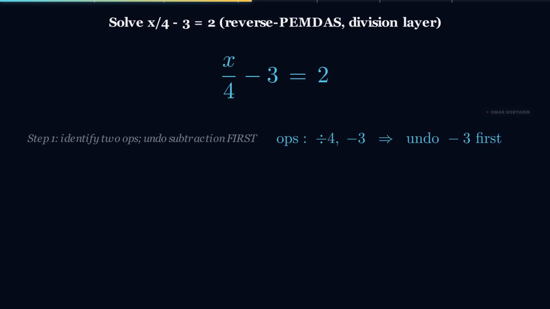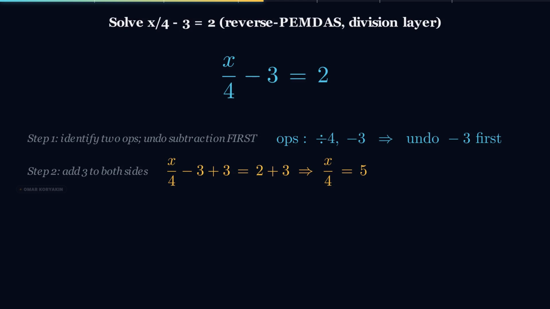Step 1. Identify the two operations applied to x. The expression x over 4 minus 3 contains a division of x by 4 and then a subtraction of 3 on top. The inverses are addition and multiplication respectively, with addition first because subtraction was the outer layer. Step 2. Add 3 to both sides of the equation.